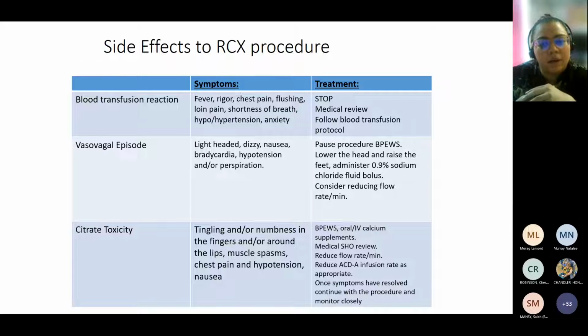And then you'd think about whether you'd restart the exchange at a lower rate or whether we need to sort of abandon the procedure for the day. So getting a medical review in there would be important.